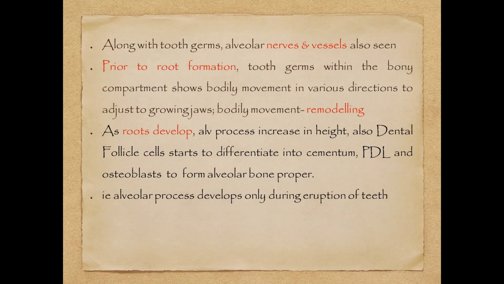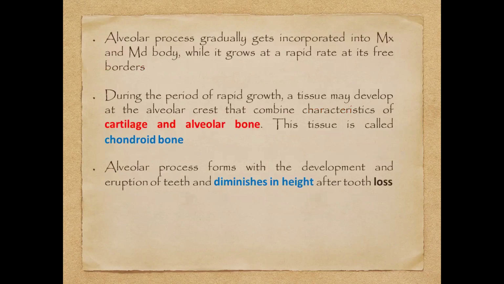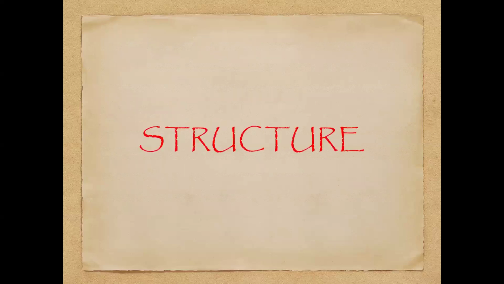So that is the alveolar process. It develops only during the eruption of the teeth. The alveolar process gradually gets incorporated into the body of the maxilla and the mandible. During the period of rapid growth, a tissue develops at the alveolar crest which has the characteristics of both cartilage and alveolar bone, referred to as chondroid. The alveolar process forms with the development and eruption of the tooth and diminishes in height after the loss of the tooth.